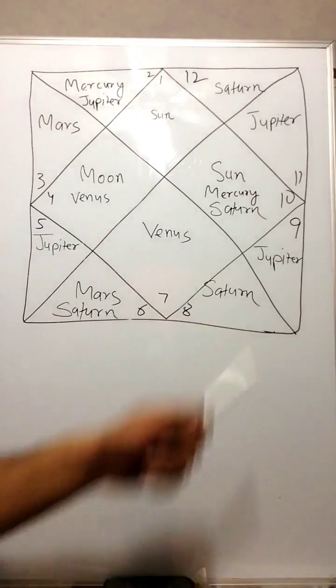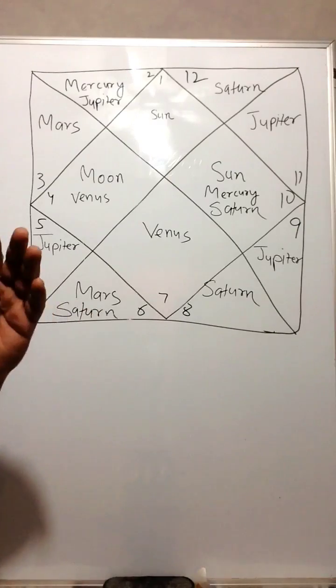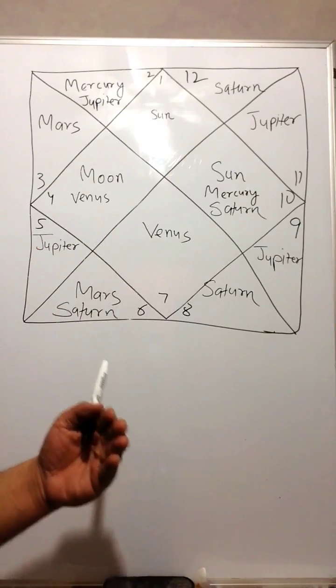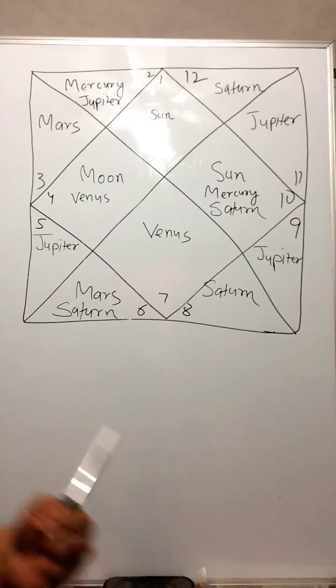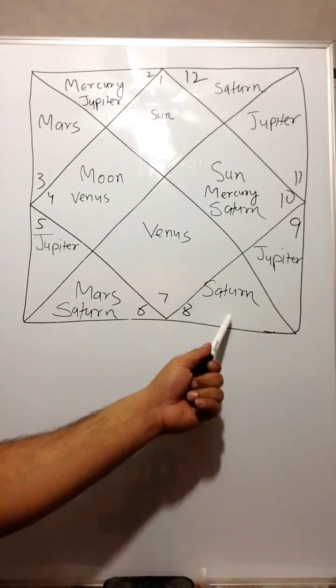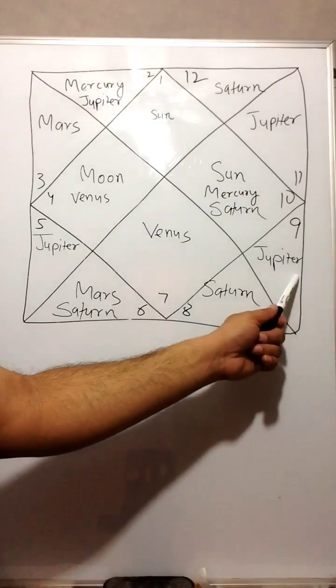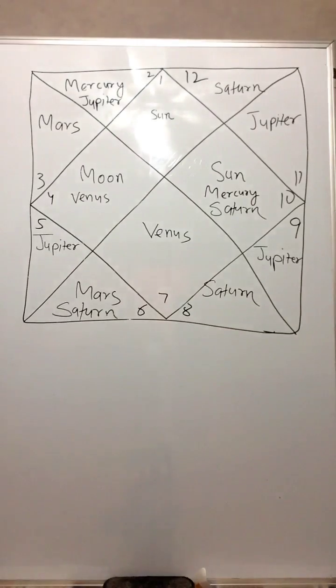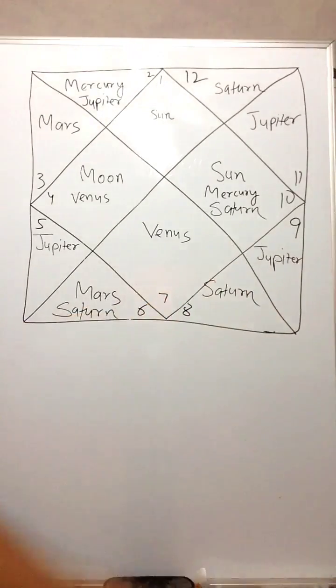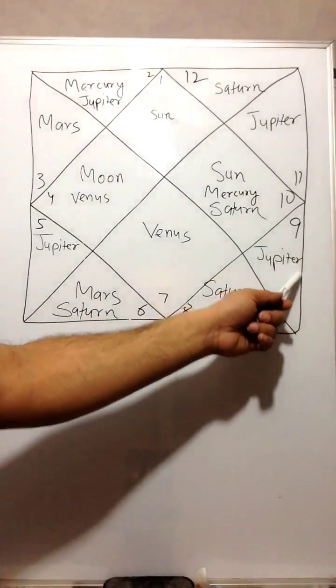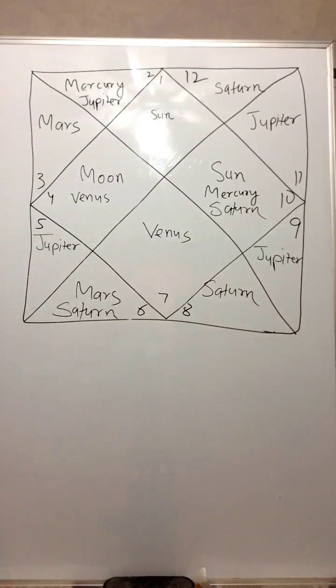So Saturn has such a quality that it gives a longer life. It makes things delayed. That's why Saturn is here. 9th house is Jupiter, sitting here. Why? Because 9th house is your religion and your higher studies, and that's why Jupiter here gives you more spiritual knowledge and more higher studies.